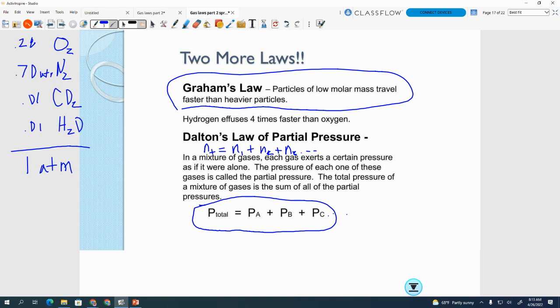All right. And that's Dalton's law right there. These are my partial pressures. This is my total pressure. All right. Same thing with moles. We can count number of moles the same way.